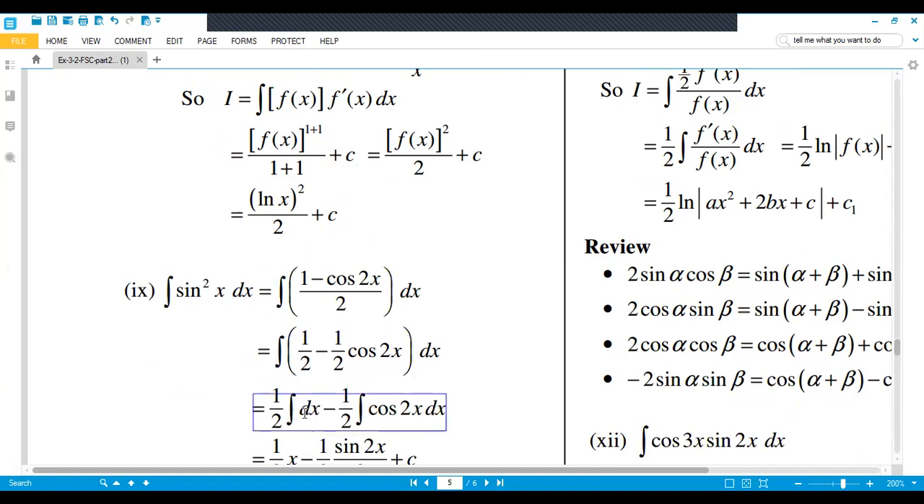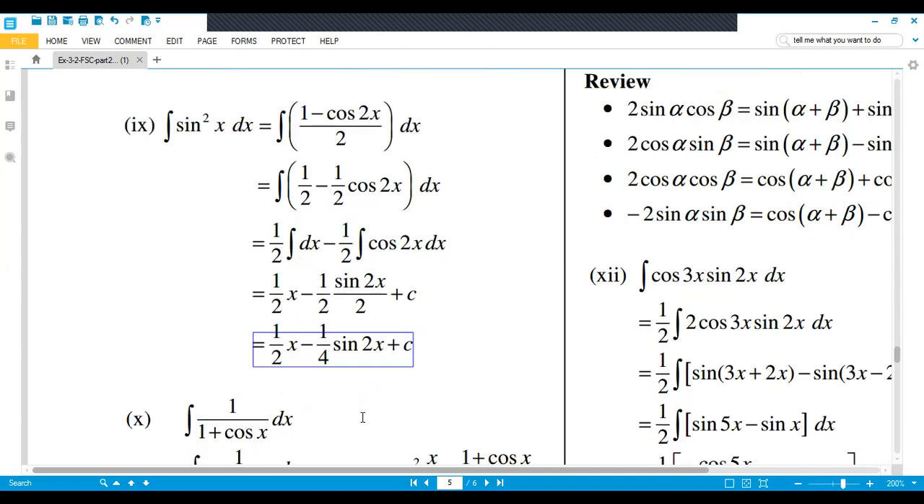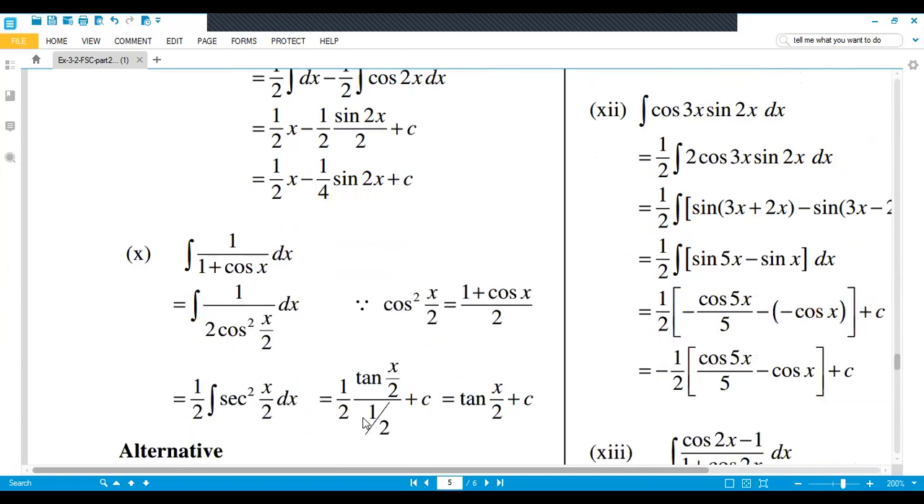So 1 over 2 dx. You know that d in integration means 1 over d, so that will cancel and x will come. And the derivative of cos is sine 2x, and the further derivative of 2x is 2, so that is divided here. So 2 2s are 4, so this is the required answer. This is the 9th part. Now come to the 10th part.